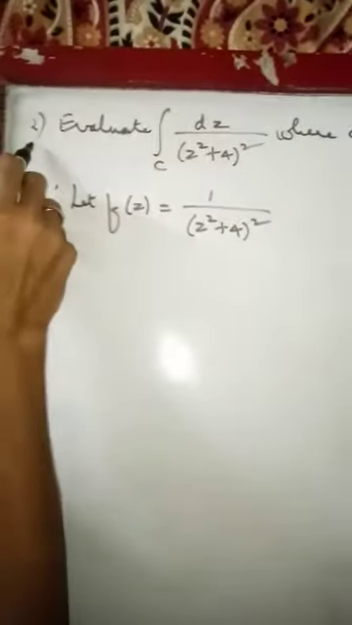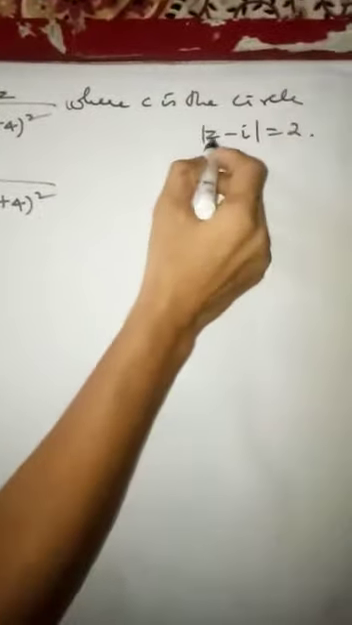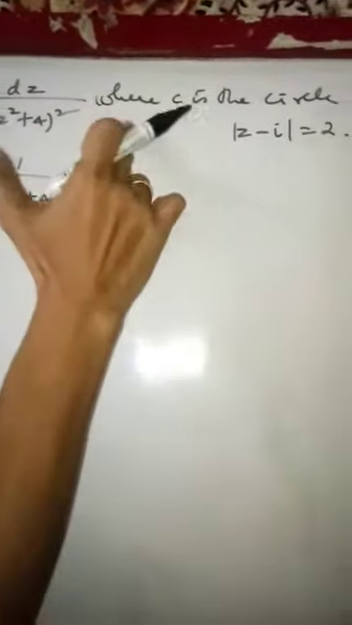Now see the second problem. Evaluate integral over C dz by (z square plus 4) whole square, where C is the circle modulus z minus i equal to 2. The same problem we have solved using Cauchy integral formula also in that topic. You can see this problem in the notes also. Now we can solve this using Cauchy residue theorem.